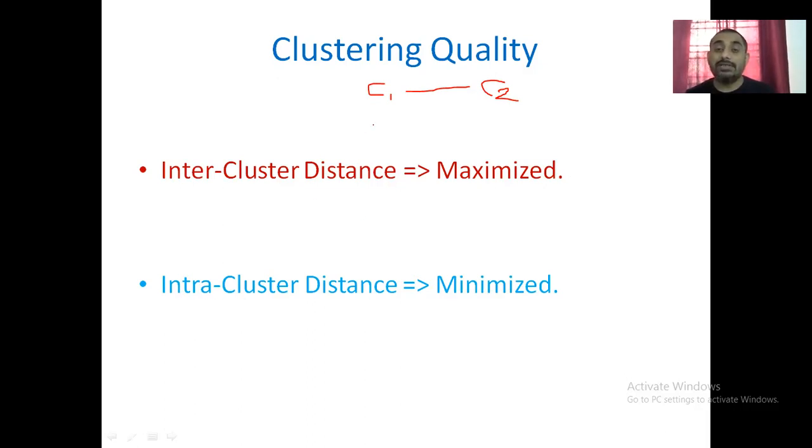Intra-cluster distance means, here in C1, when we compute the distance between the objects, it is necessary that this distance is minimum. So how minimum we can compute the distance, we can say it is the better cluster. So these two parameters: inter-cluster distance is maximized and intra-cluster distance is minimized.